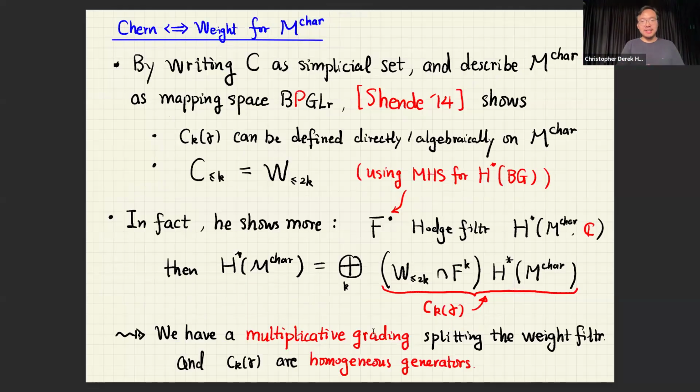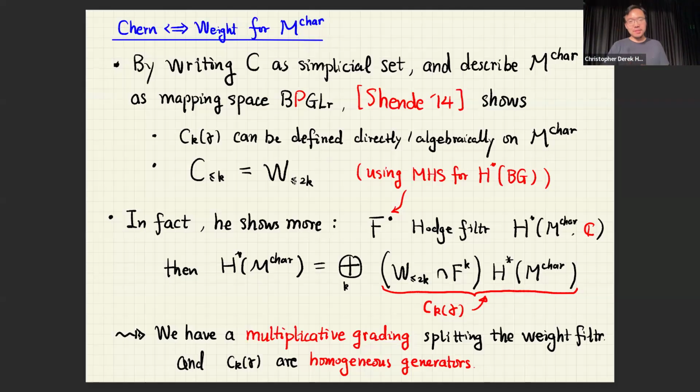Okay, so this is a technical slide, but let me go through it quickly. On the character variety side, the work of Vivek Shende in 2014 tells us that we can define these tautological classes completely algebraically. From this you can show that the k-th piece of the Chern filtration is matched exactly with the weight filtration W_2k.